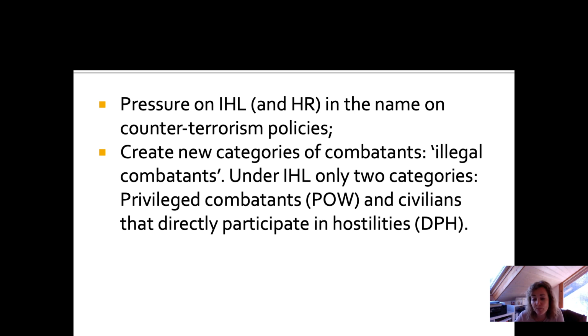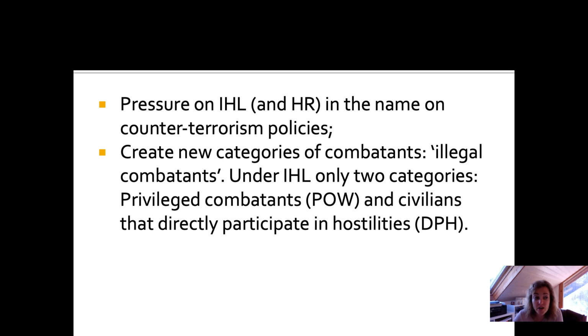We have also seen, but this is perhaps not so relevant today, that in the post 9/11 context and in the Guantanamo context, there was the tendency, the US created, at a policy level of course, a separate category of combatants and called them illegal combatants. But one must understand that under IHL, there are only two categories of combatants.